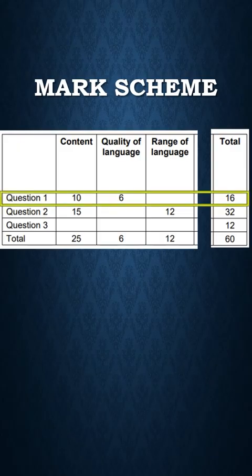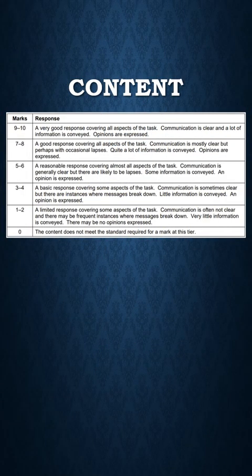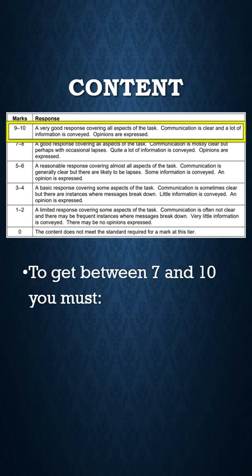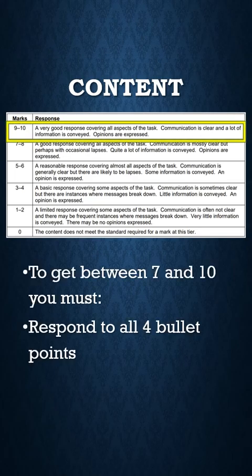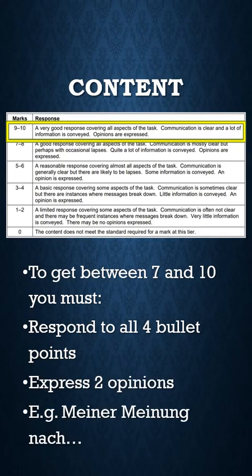So, question 1, which is the 90-word task. 10 marks available for content and 6 for quality of language, giving you a total of 16. But what does this mean exactly? Well, in terms of content, to get at least 7, you need to respond to all 4 bullet points and express 2 opinions using an expression such as meiner Meinung nach, in my opinion.